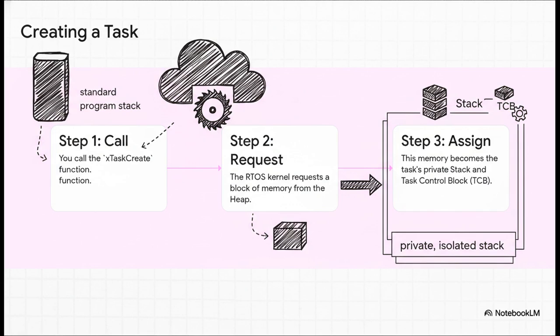So where does that memory come from? Well, when you call a function like xTaskCreate, the RTOS kernel immediately turns to the heap and carves out a chunk of memory. That chunk becomes the task's stack and its task control block, or TCB, which is basically how the OS keeps track of everything.